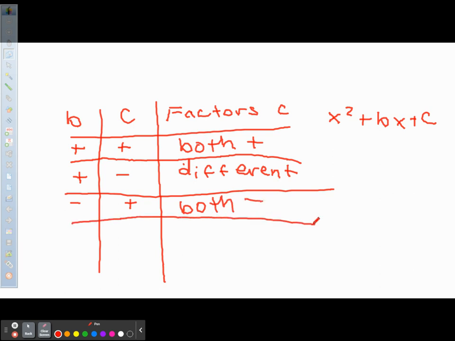And then the last situation is whenever both B is negative and C is negative. Is there one on there where they're both negative, B and C? Number 10. Are the signs both negative, both positive, or different? They're different. In order to get a C that's negative, you're going to have a positive times a negative. So anytime this back number is negative, your signs are going to be different.